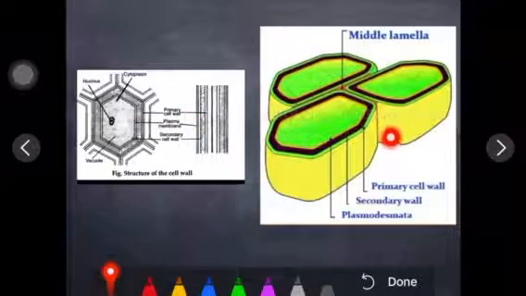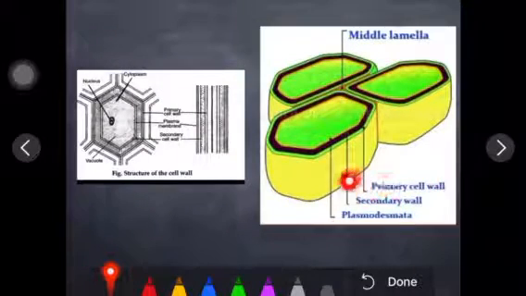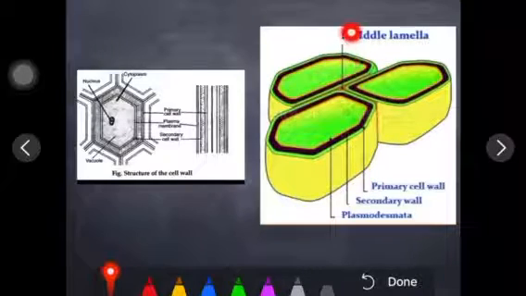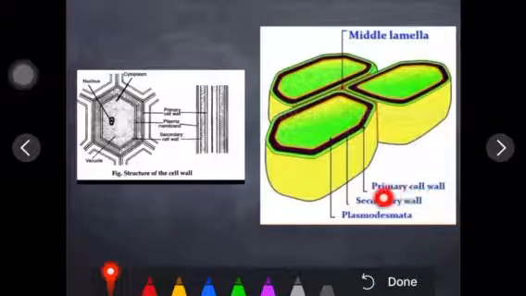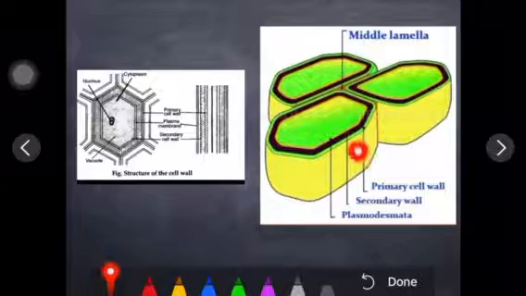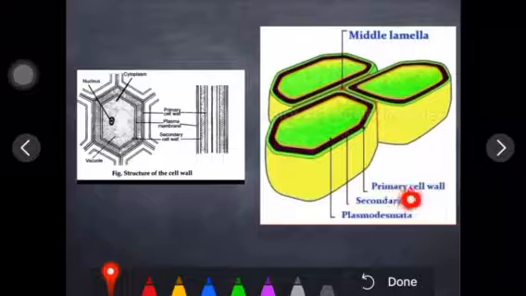Fine. Now this cell wall further divides into three parts. They are the primary cell wall, then the middle lamella, the middle space, and the secondary wall. So first is primary, then middle lamella, and then secondary wall. Is it clear, children? We are going from the outer to the inner surface, and the middle lamella is the gap between the primary cell wall and the secondary wall.